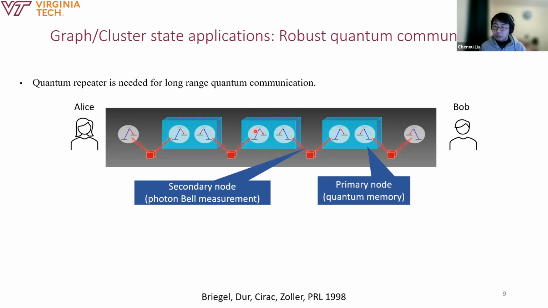And then we can use entanglement swapping at the quantum repeaters to gradually generate entanglement across longer distances. And finally, we can construct a quantum entanglement between Alice and Bob.